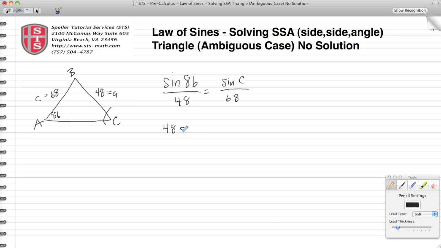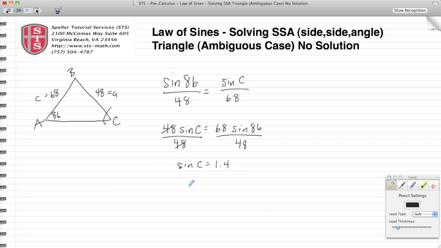So I end up with 48 times sine C is equal to 68 times the sine of 86. Now we need to isolate sine C, so I'm going to divide both sides of this equation by 48. The two 48s evaluate down to 1, leaving me with sine C on the left-hand side, and on the right-hand side, after evaluating this fraction, I come up with approximately 1.4.